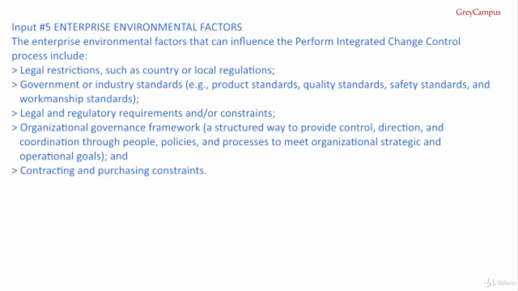Input number 5, enterprise environmental factors. The enterprise environmental factors that can influence the Perform integrated change control process include legal restrictions such as country or local regulations, government or industry standards, for example product standards, quality standards, safety standards and workmanship standards, legal and regulatory requirements and or constraints. Organizational governance framework, which is a structured way to provide control, direction and coordination through people, policies and processes to meet organizational strategic and organizational goals, and contracting and purchasing constraints.